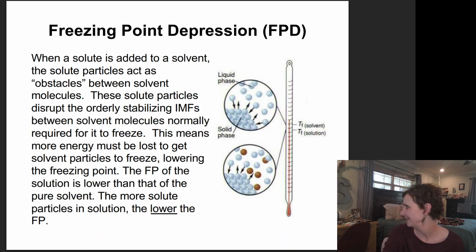What is another colligative property? Oh, here's another good one. Freezing point depression. As a review, freezing point is the temperature at which something freezes. That is also the same equivalent temperature at which something melts. We typically in science refer to that temperature, which is the difference between the phase changes of solid to liquid, as a melting point.